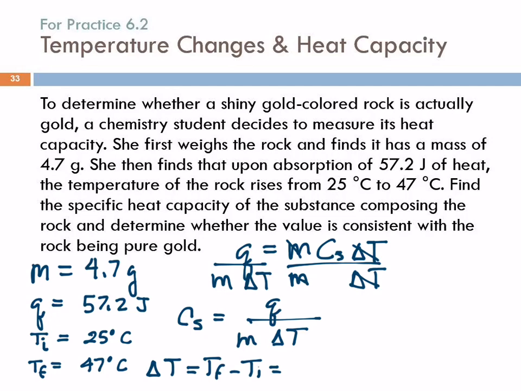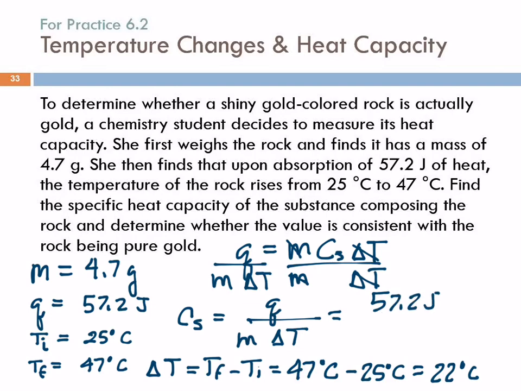And so the final temperature is 47, and the initial is 25. So I think that's 22 degrees Celsius. So now we have all the values we need. We've got 57.2 joules, and we have a mass of 4.7 grams, and a temperature change of 22 degrees Celsius.